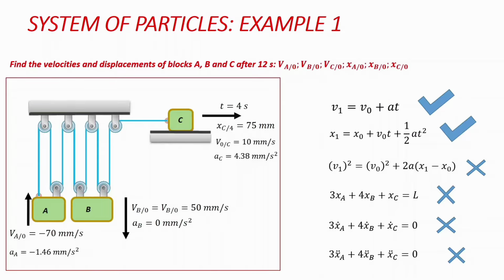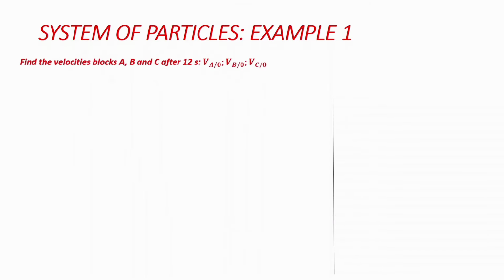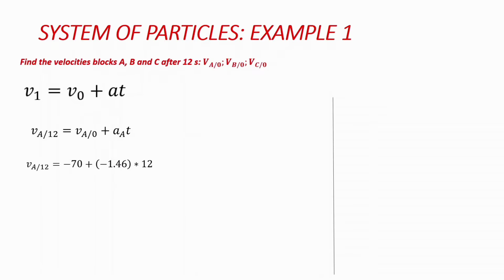So to proceed from there, we're going to start by first estimating the velocities for the different particles. V1 is equal to V0 plus at, and we're going to start with particle A, that's block A. If we input all we have for the variables for block A, because we are looking for the velocity when the time is 12 seconds, it becomes V1 is equal to VA0, that's the initial velocity of block A, plus the acceleration of block A, that's a subscript A, multiplied by time, wherein time is 12 seconds.